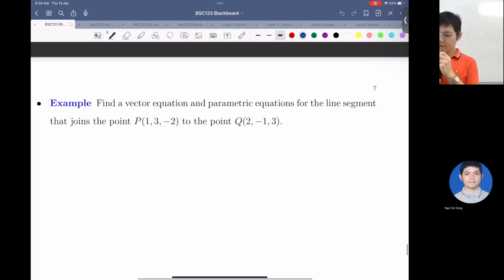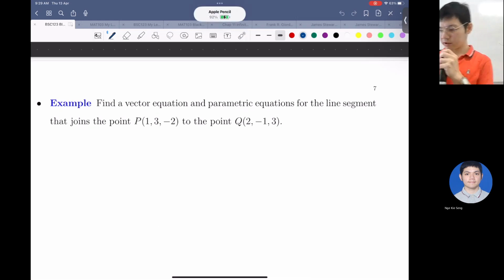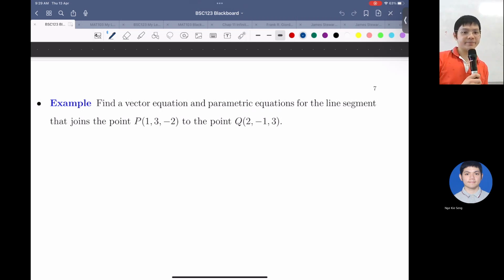Okay, now let's try to find a vector equation and parametric equation for the line segment that joins P and Q. Any idea how to start first? Let's say how to start first and then I let you do. How to start? Okay, find PQ vector, good.